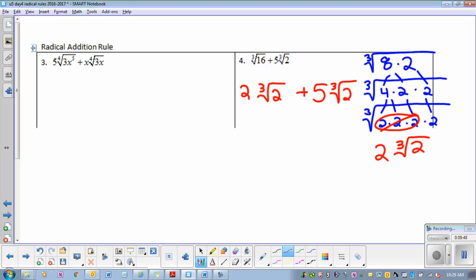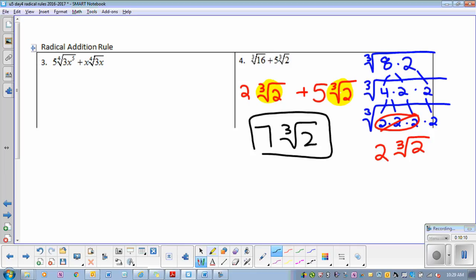All right, so now can I add the outside numbers? Yes, right? Everything is the same in terms of the radicals, the roots, and the stuff inside. So when I add the outside numbers, what do I get? Good. 7 cube root 2. That's my answer. Okay?